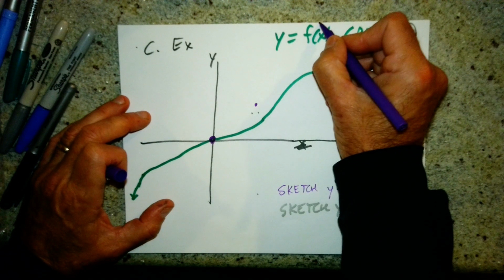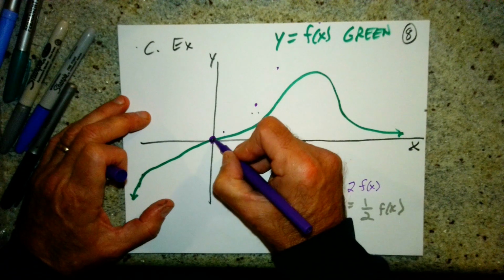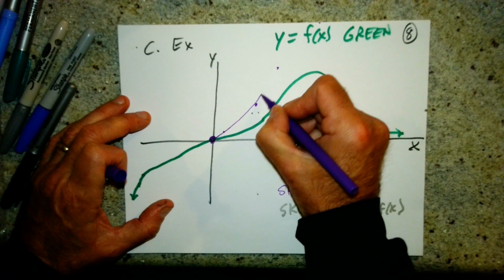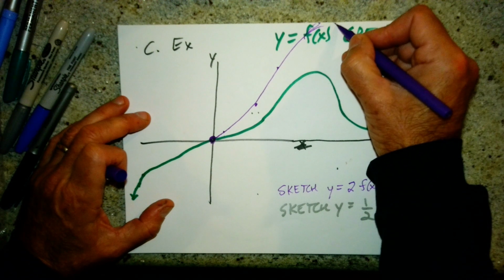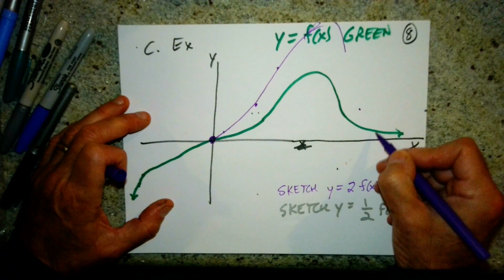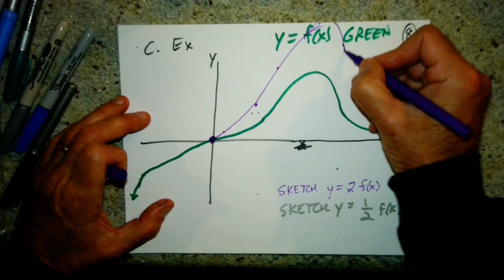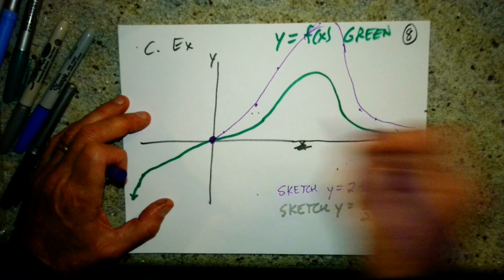Right here, twice as high will be kind of off the graph. Here, twice as high. Here, twice as high. And so it looks like that. It gets stretched up higher, twice as high, goes a little bit off the page, and comes back down, always twice as high. So there, twice as high, like that. Goes like that, and always stays above the green, twice as high above the green.